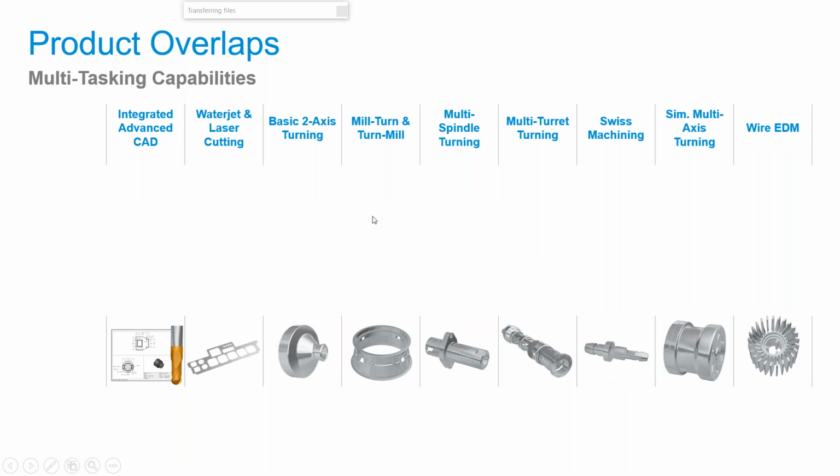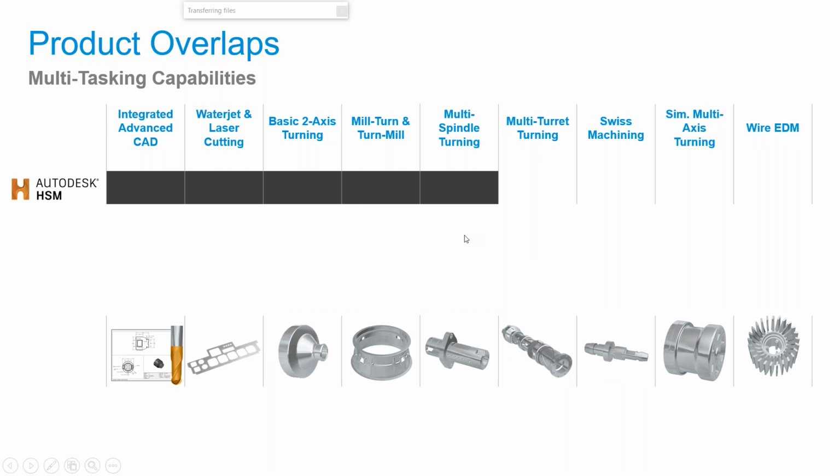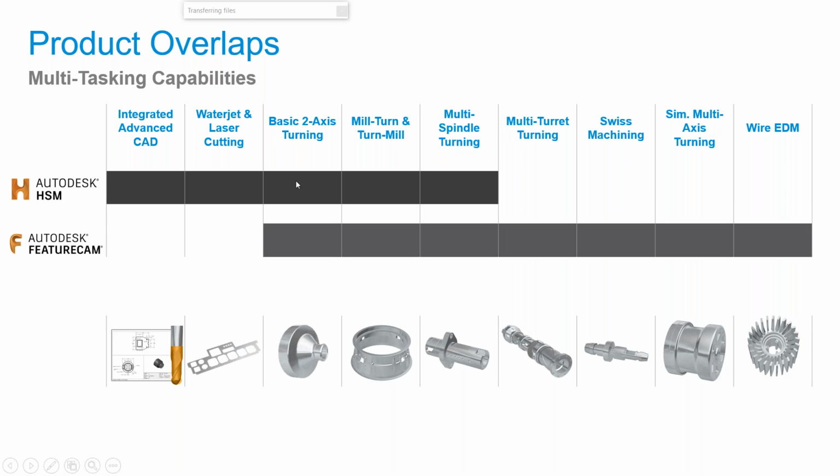Now looking at multitasking, the capabilities HSM covers involve things like waterjet and laser cutting. It is of course integrated with CAD. We already heard that many times now. And it covers basic 2-axis and mill-turn and turn-mill operations, along with some basic multi-spindle turning as well.